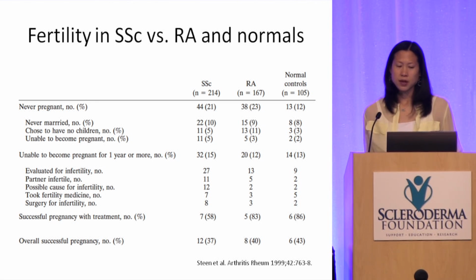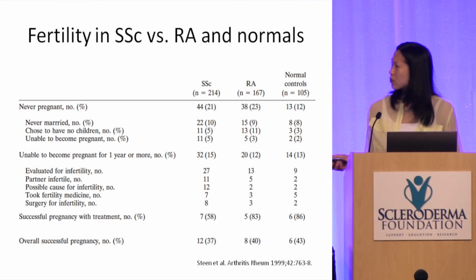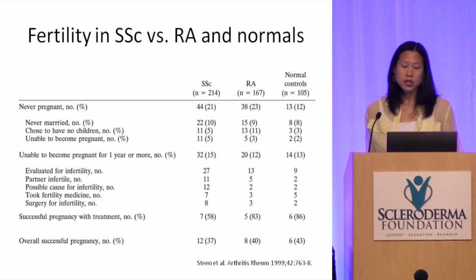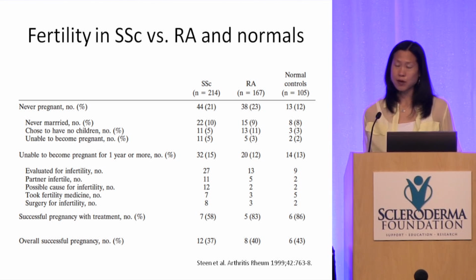That's unclear. However, if you look at the number or percentage of patients who were unable to ever become pregnant, even though they tried and were unsuccessful, and those who were unable to become pregnant for a year or more, it's actually similar across the groups. And finally, the overall success rate, which is here on the bottom of the table, shows that 37% of scleroderma patients were actually able to become pregnant, compared to 40% of RA patients and 43% of normal controls, so not significantly different.